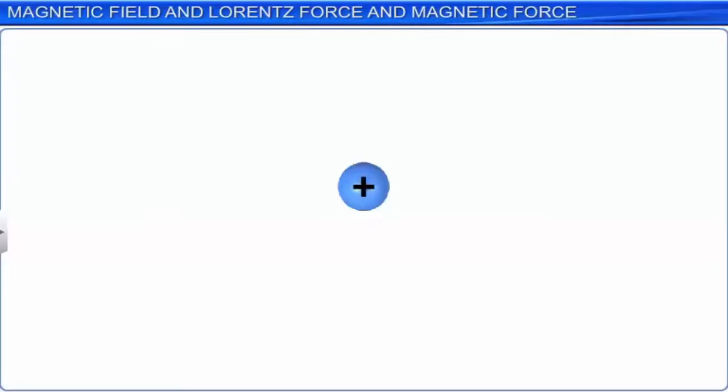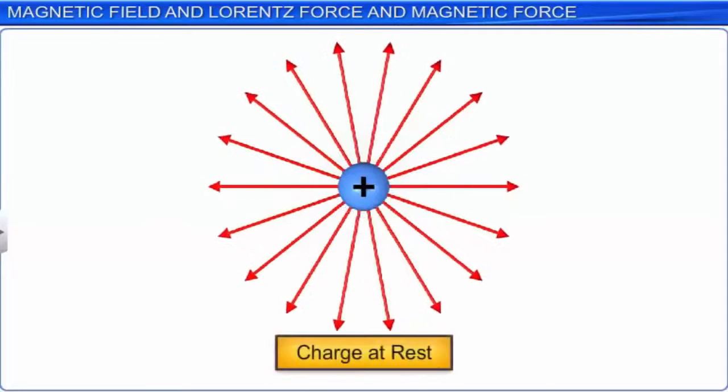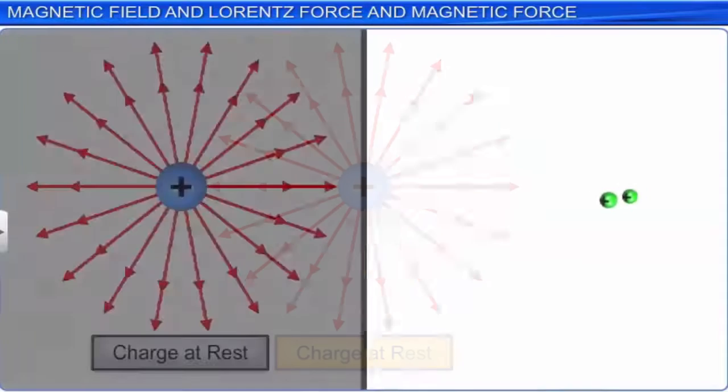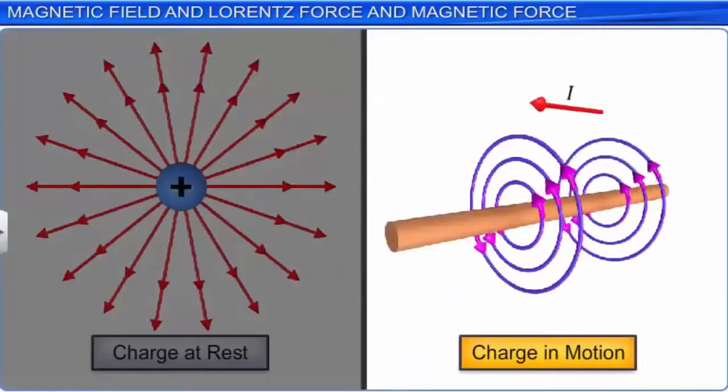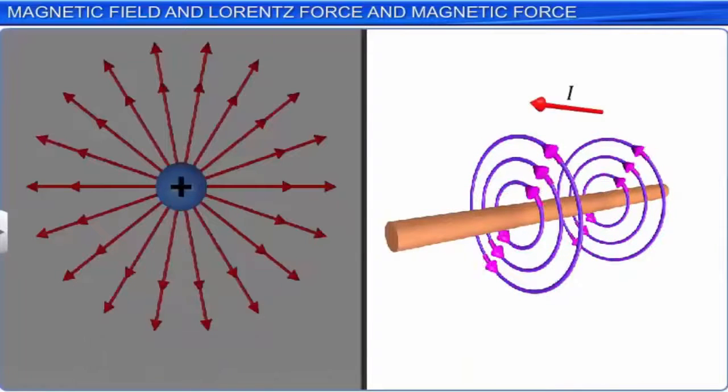As you learned earlier, charges at rest produce an electric field. Moving charges or a current passing through a conductor produces both an electric and a magnetic field around it. A magnetic field is a vector quantity. It is denoted as B, and when we represent it vectorially, we display it in bold type.